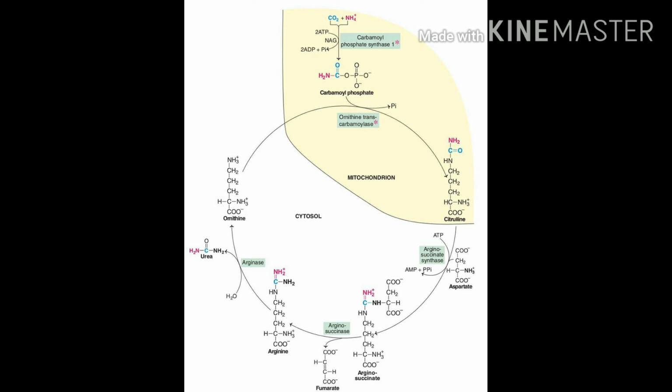The fourth step is the conversion of arginosuccinate to arginine. Here arginosuccinate is cleaved to form arginine and fumarate, and it is catalyzed by the enzyme arginosuccinate lyase. The last step in the urea cycle is conversion of arginine to urea. Arginine is hydrolyzed to urea and ornithine. It is catalyzed by the enzyme arginase. Ornithine, liberated again, combines with the carbamoyl phosphate, and thus the urea cycle is repeated again and again.